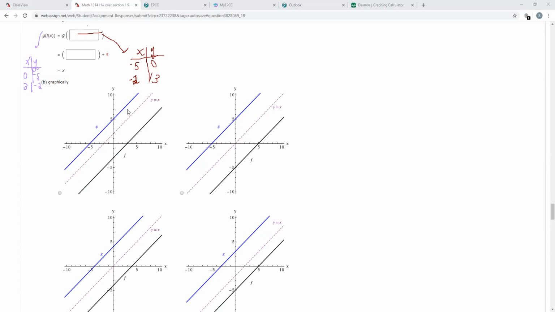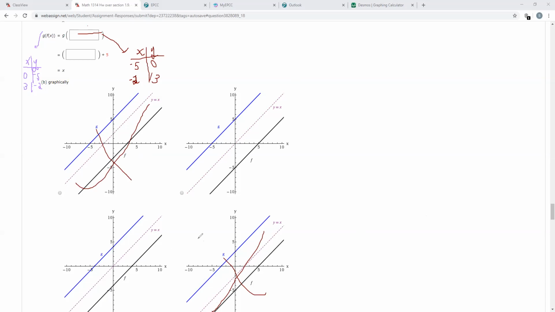Clearly, this is not y equals x because it doesn't go through the origin. So this one's already out without even looking at the 2 tables. So this one is out of there. Likewise, this one, that's out of there. It's wrong. So it's either these 2. And they look kind of the same here.